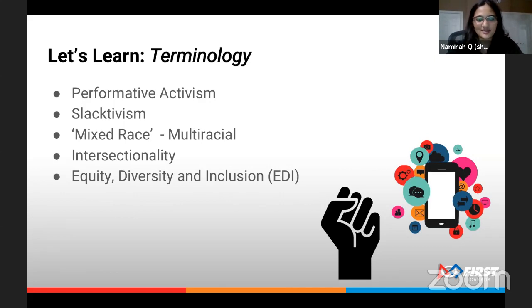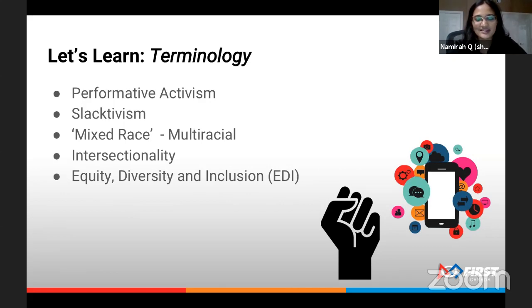And something else that we wanted to mention here was this term mixed race. I used to use this when I was younger because I had some friends who, for example, had a Black parent and a white parent, or maybe a Chinese parent and an Indian parent. And so we would often use this term mixed race.